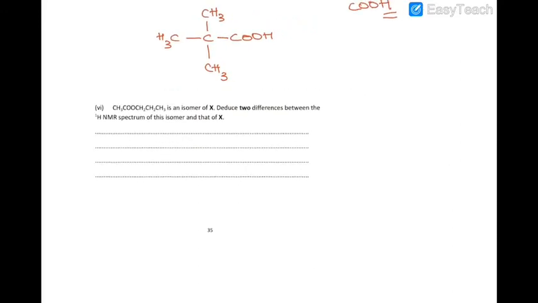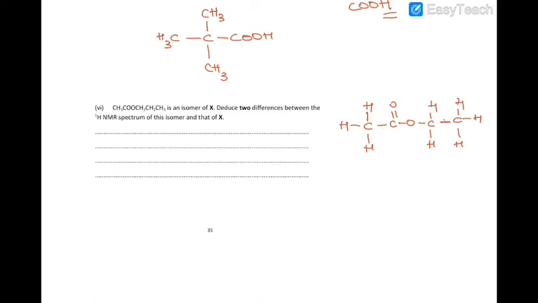Now we have an isomer and we need to find differences between the H NMR spectra. We'll proceed by first drawing the structure of that isomer. This is an ester. To identify the differences, we need to spot the different environments. I have a CH3 here and a CH3 here, but these two CH3 are found in different environments. This one is bonded to a COO, and this one is bonded to a CH2. So they are different environments.